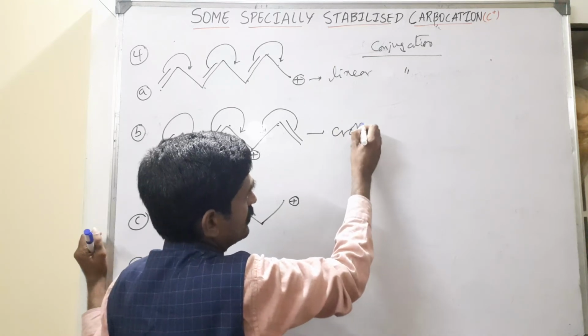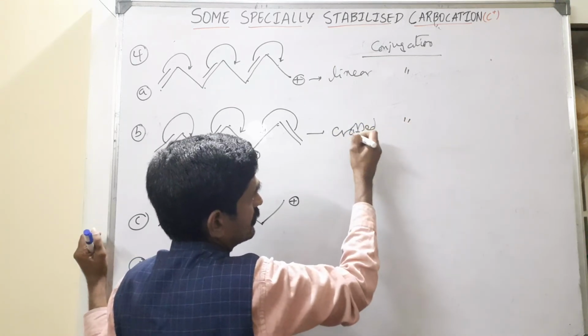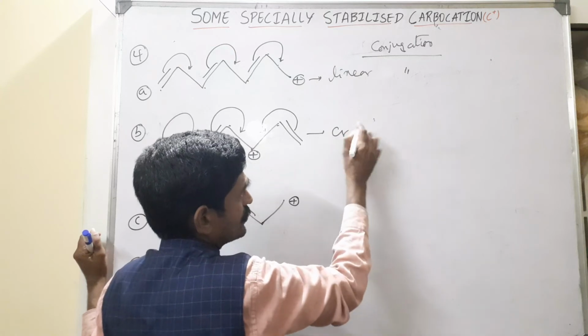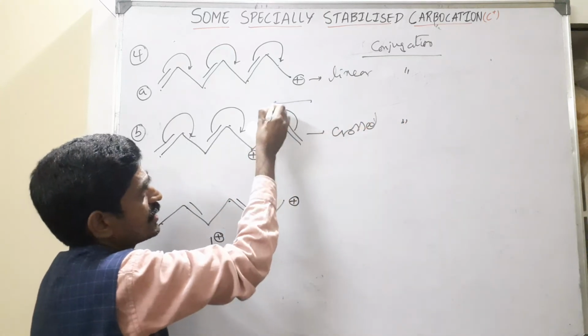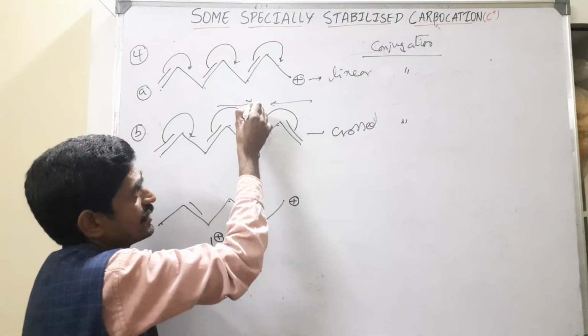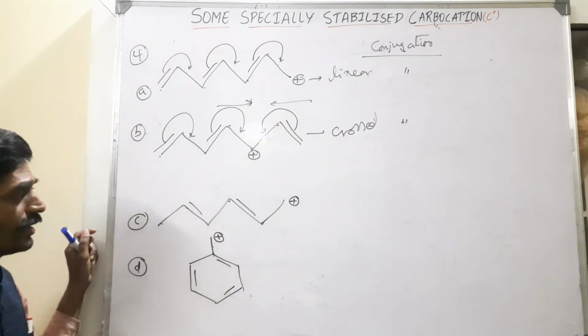Cross conjugation. That is here, cross conjugation means it is getting stable from this side also, from this side also. Got it? Okay. Next one.